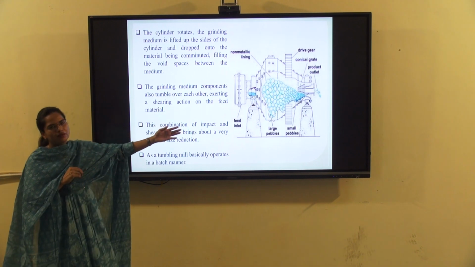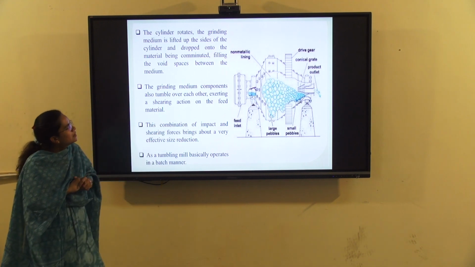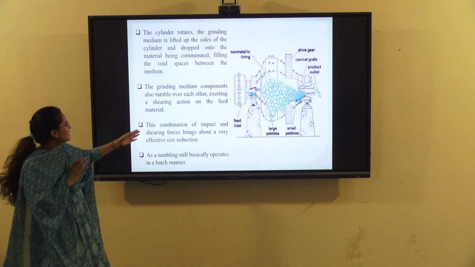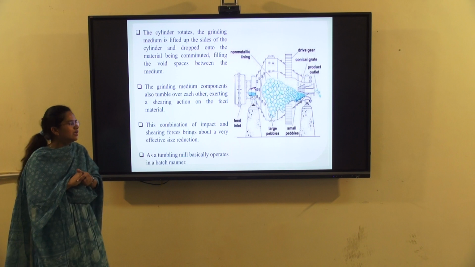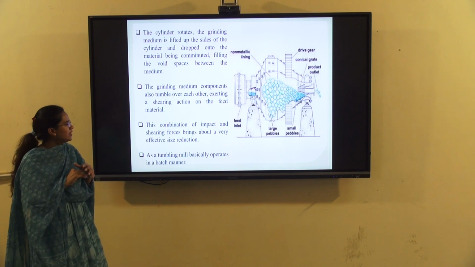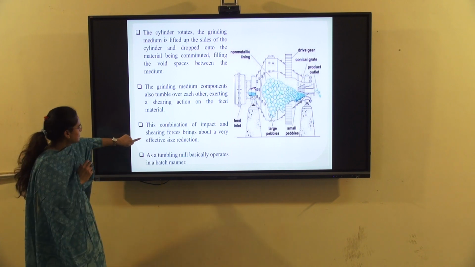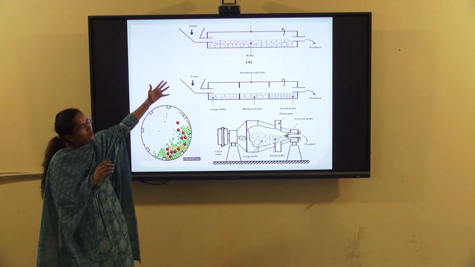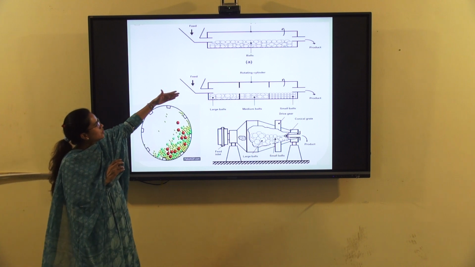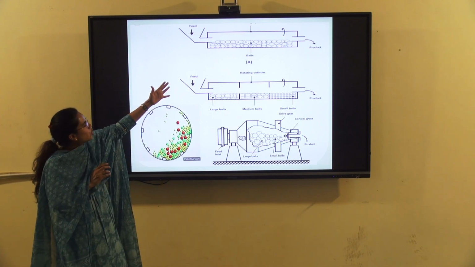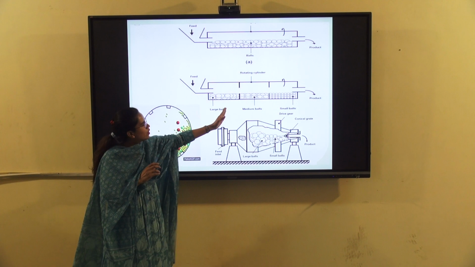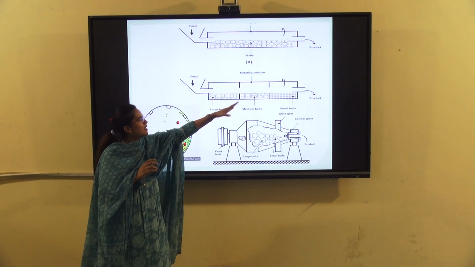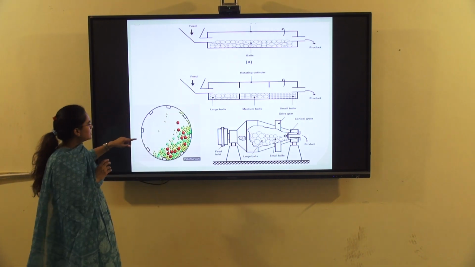This is the diagram of the ball mill. As we have already discussed, the combination of impact and shearing force brings about a very effective size reduction. This is also how it actually works. In the rotating cylinder, first there are large balls, then medium balls, then small balls. After rotation, the size is reduced and the particles are discharged from the other side.